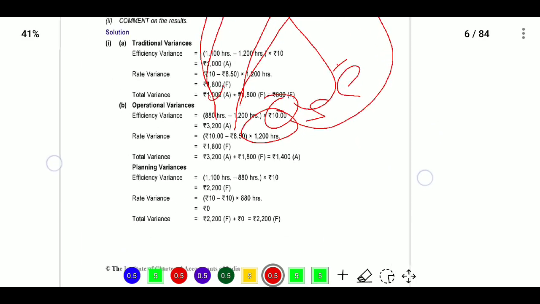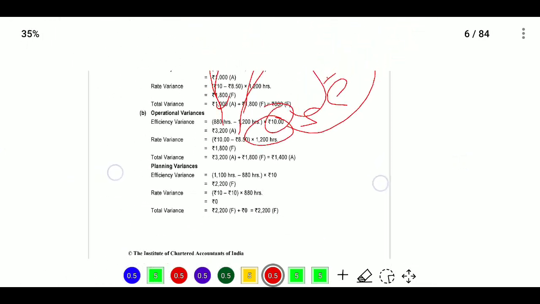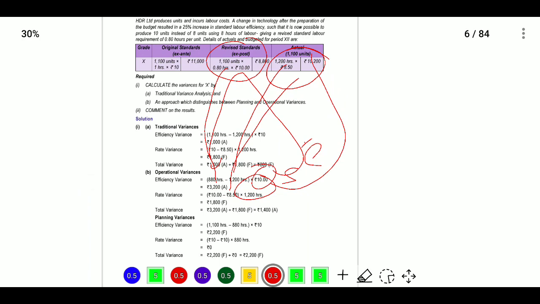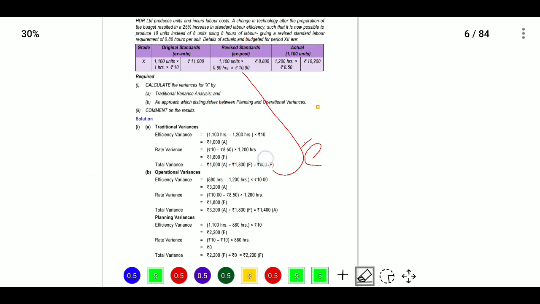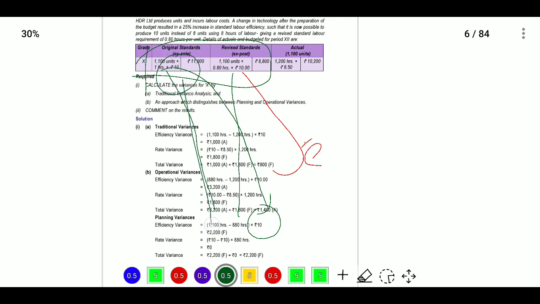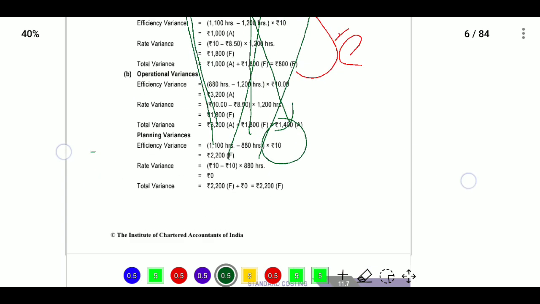Next, planning variance means efficiency variances, that is what we have. Actual planning variance means both standards, both plannings. For first we will take 1100 and 880, into price, standard price, always standard price. Next, the rate variance means we take the rate 10 rupees minus 10 rupees into how many hours? Actual hours, doing the operation, 880. This is the total variance. This is the labor case.